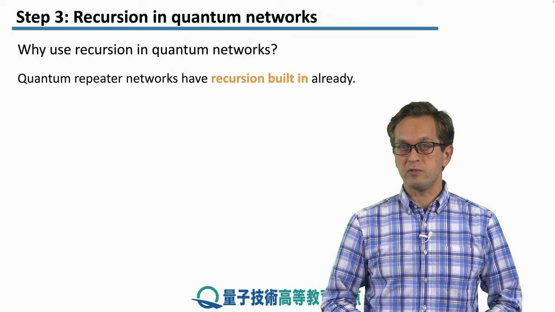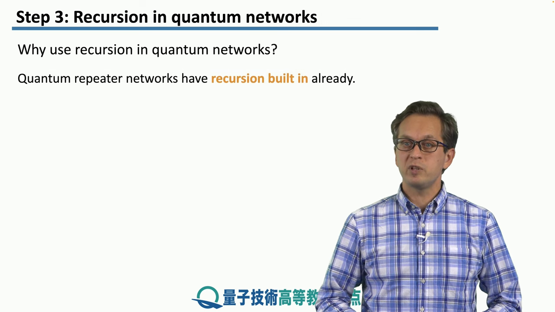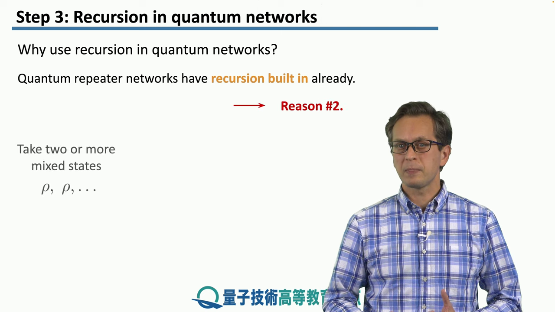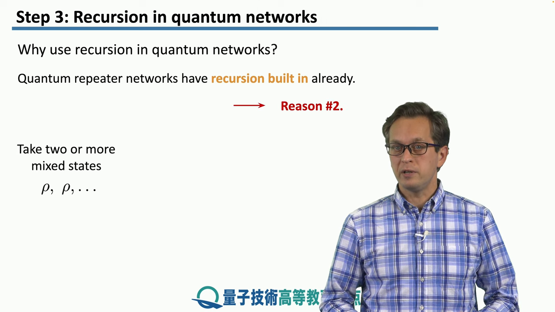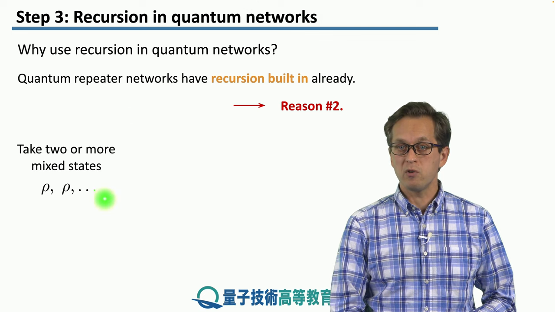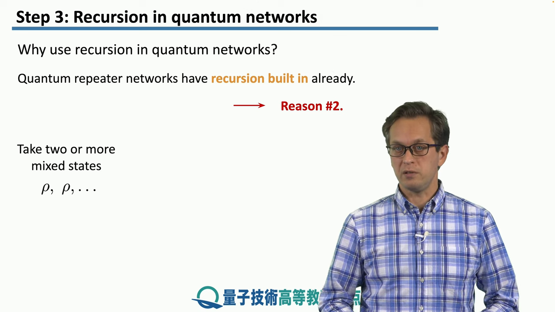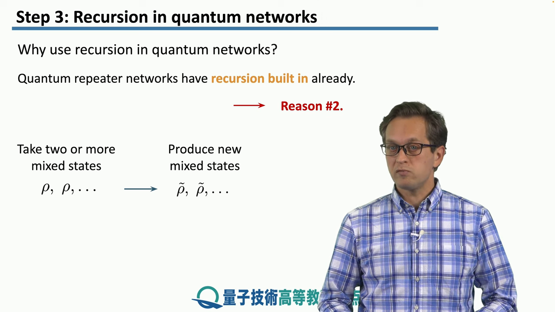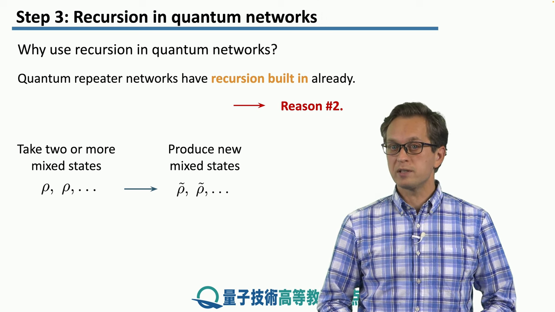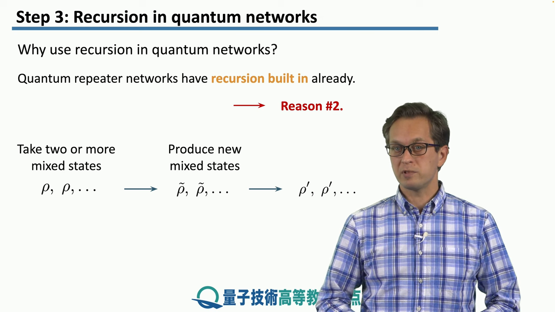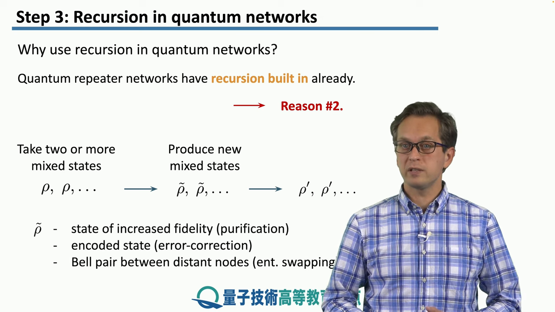Let's talk about the second reason. And that's that quantum repeater networks already have recursion built in. What we do in quantum repeater networks is we take two or more mixed states, represented here by rho, and we perform some operations on them. And these operations result in new mixed states, let's say rho tildes. We take these rho tildes again, two or more copies, perform some operations, and we get new mixed states, rho primes. So these rho tildes could be anything.